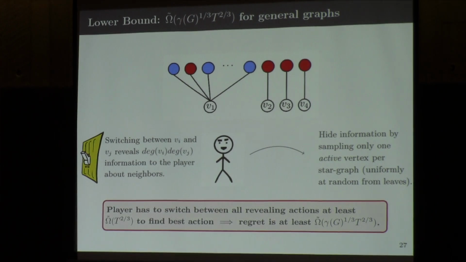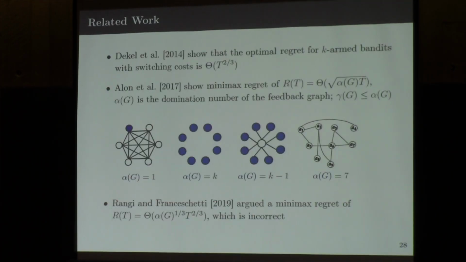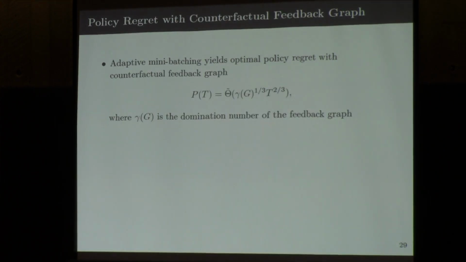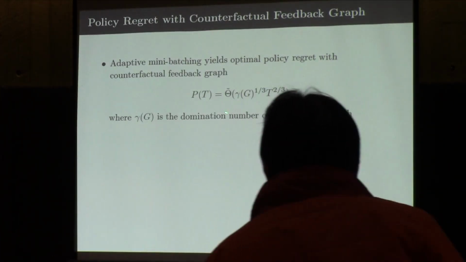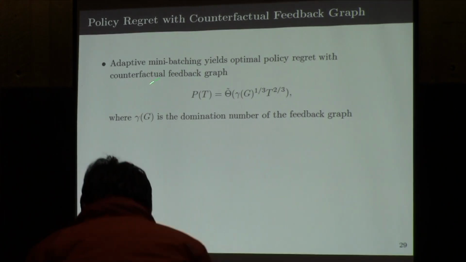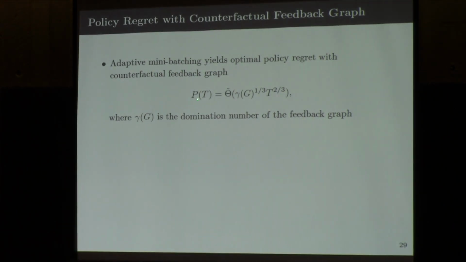Okay, and we can construct settings. We can give lower bounds, which I'm going to skip over, but say that this dependence on the domination number is optimal. And so we have lower bounds which match the upper bounds achieved by this adaptive mini-batching strategy.